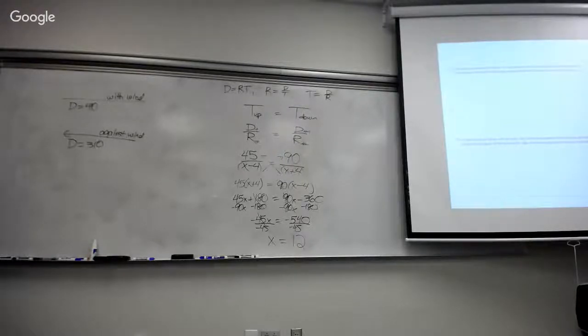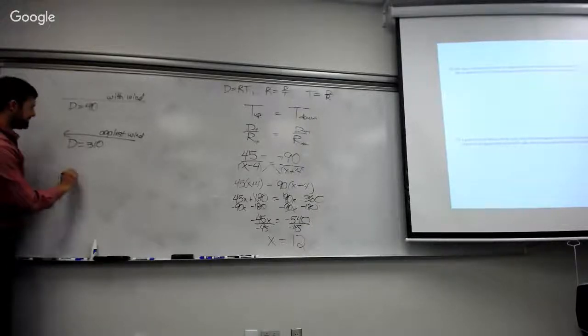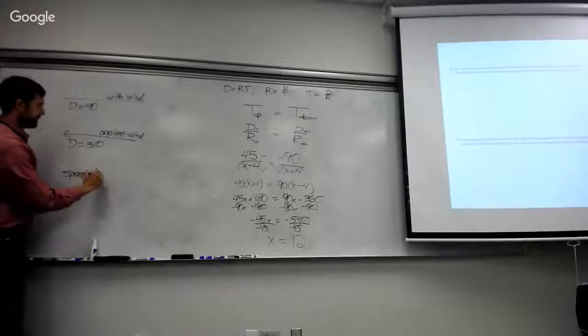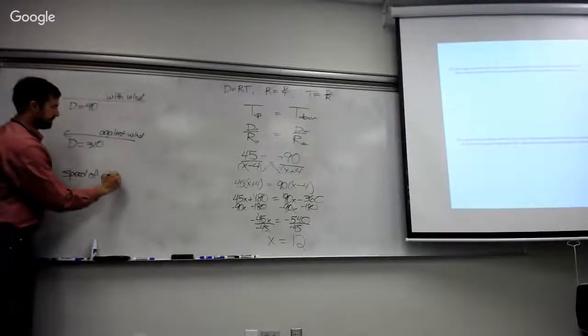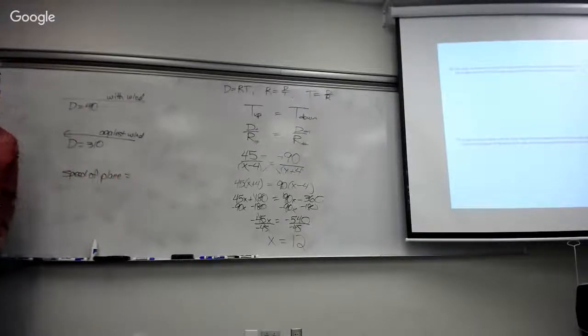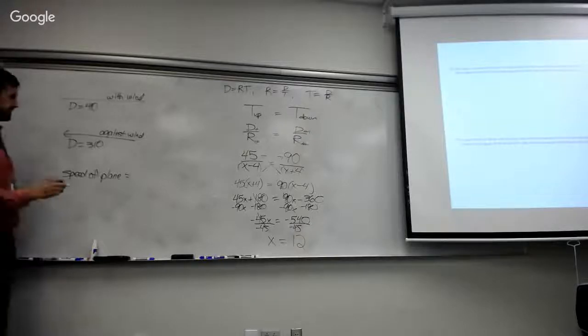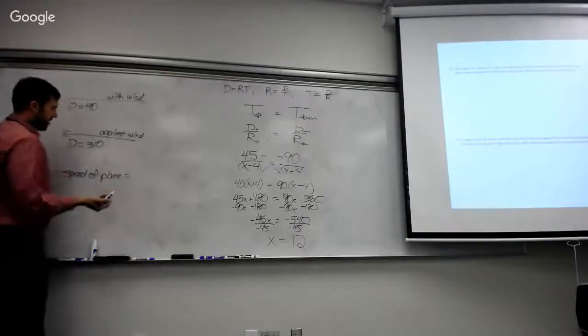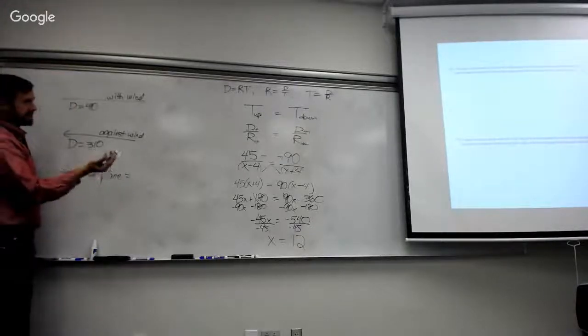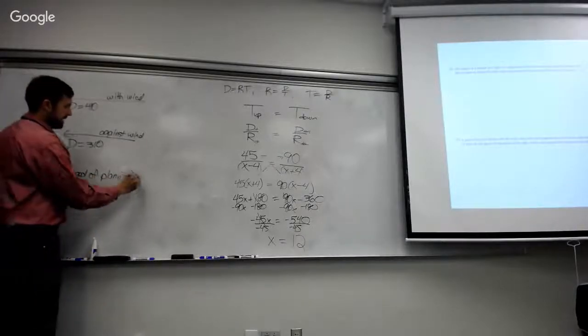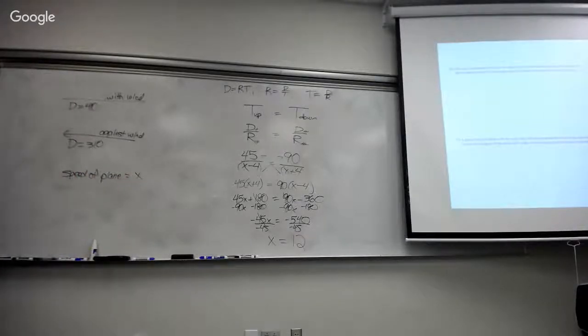And what are we trying to find? The speed of the plane. So what should we call that? Since we don't know what it is, we should call it x. X is just fine. We could call it r if we wanted to stay in keeping with using r for rate, but it's fine either way. So the speed of the plane is x miles per hour.